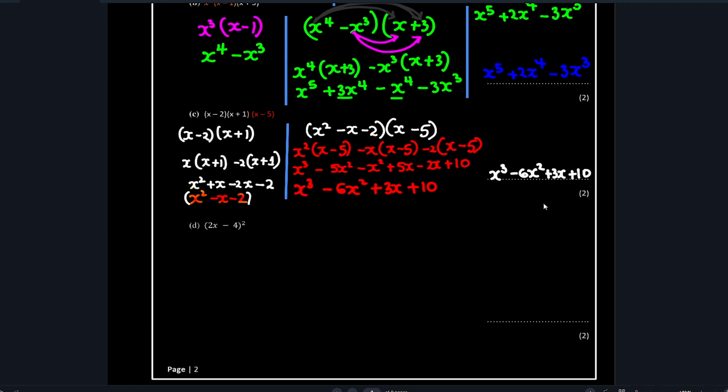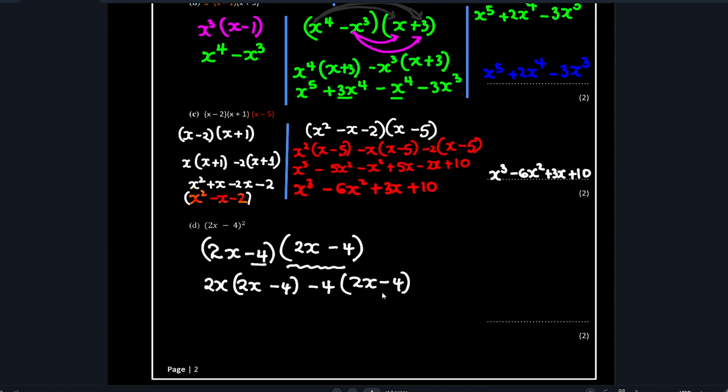Now, once we have done that, let us look at this one that is having 2x minus 4 and everything is squared. So meaning whatever is in the bracket is repeated. That's what that question means. Then we are going to multiply the first term, which is 2x, into the entire second bracket, minus 4 into 2x minus 4.